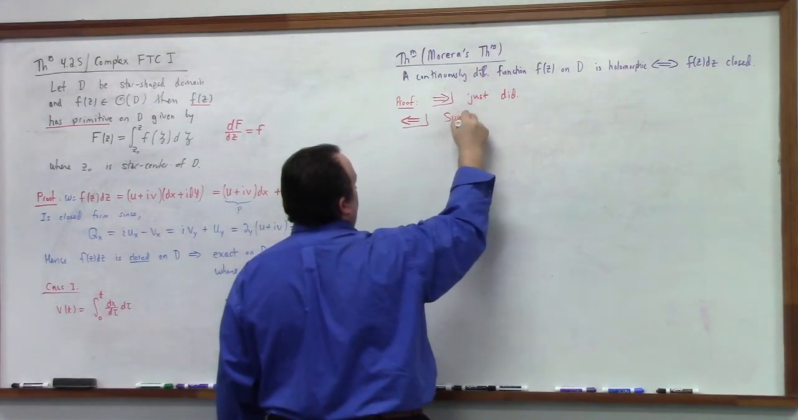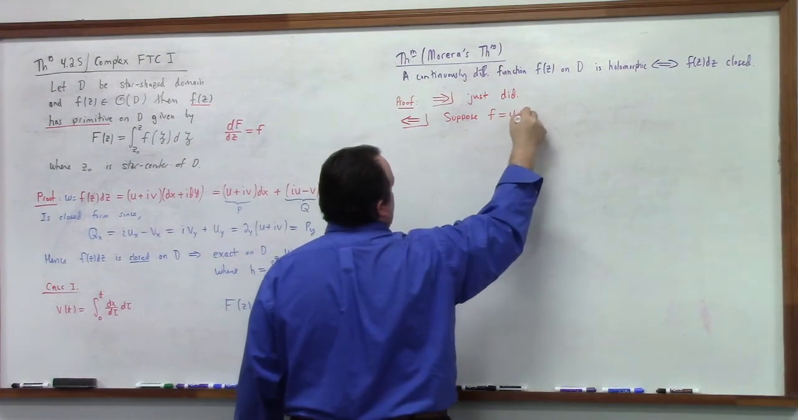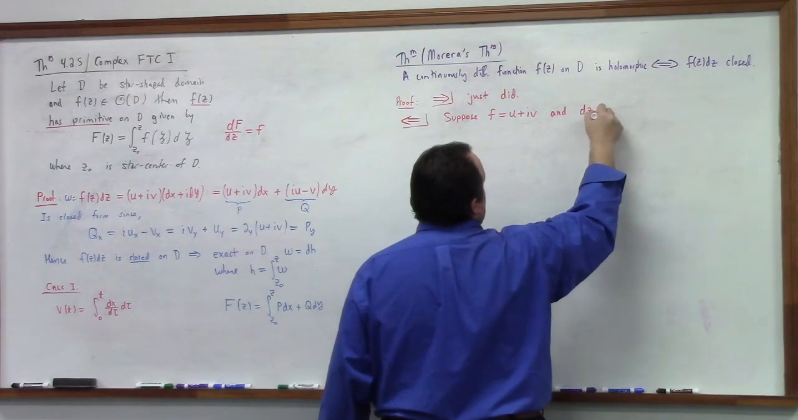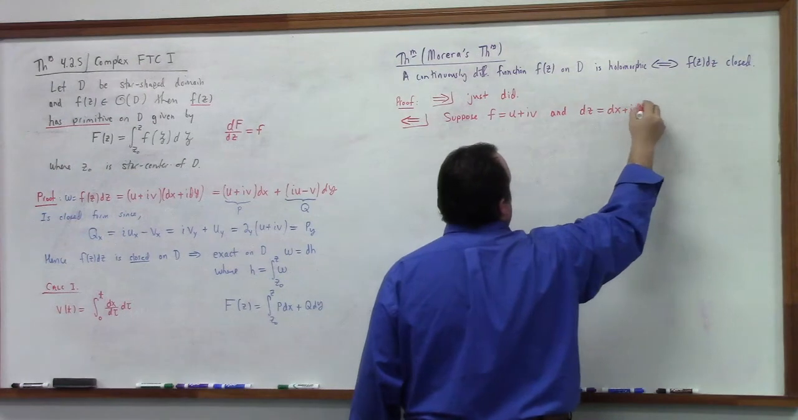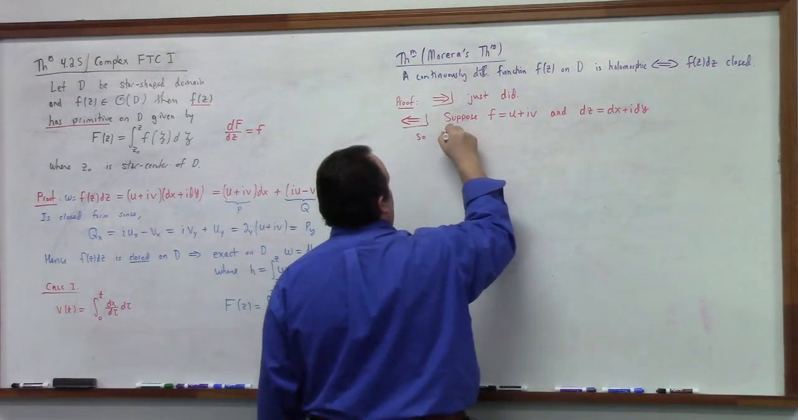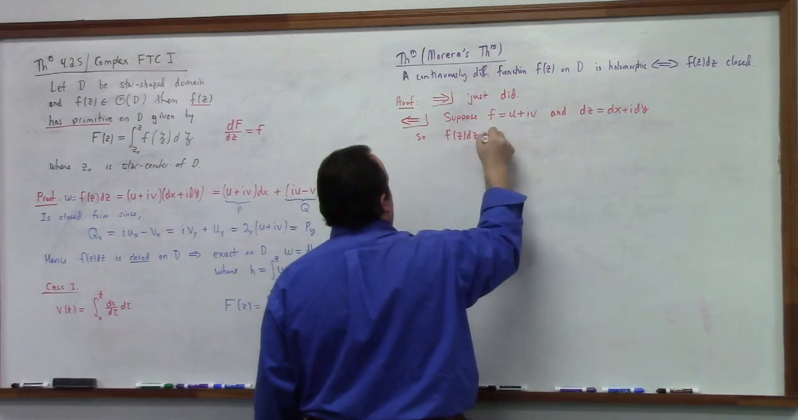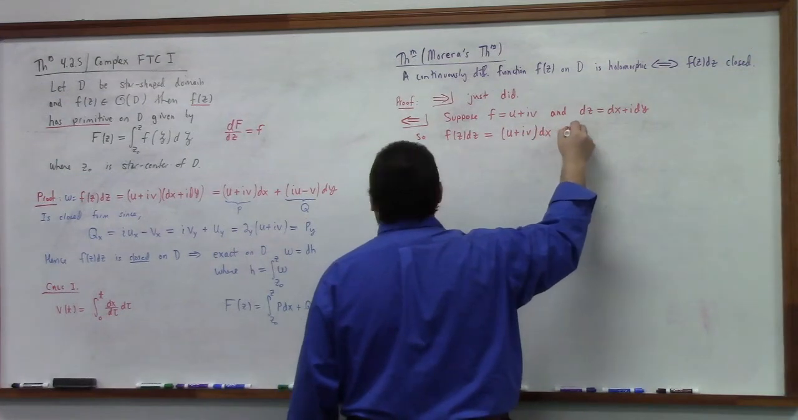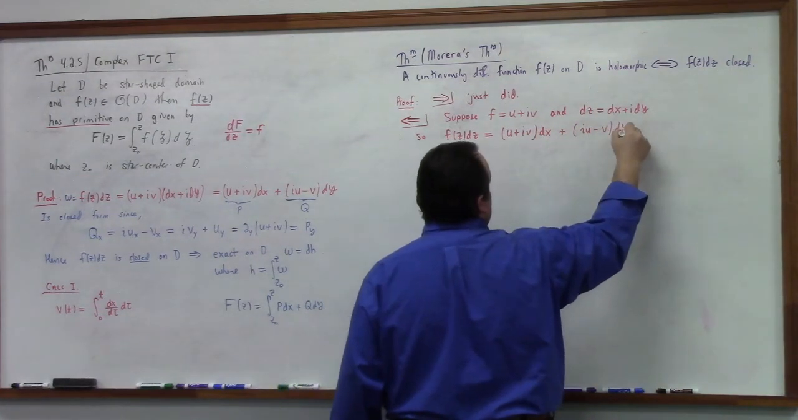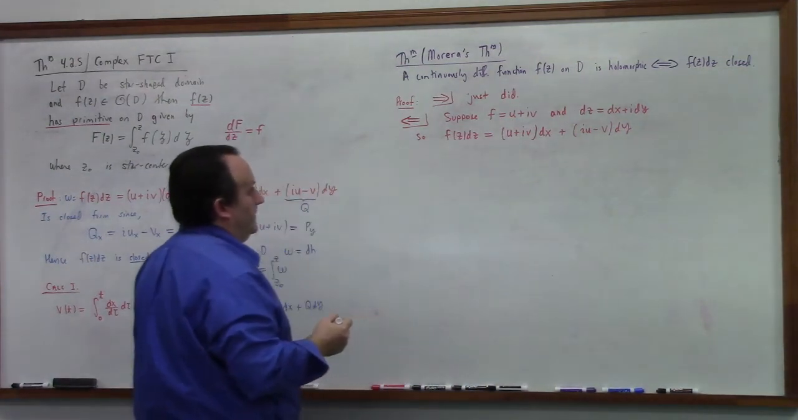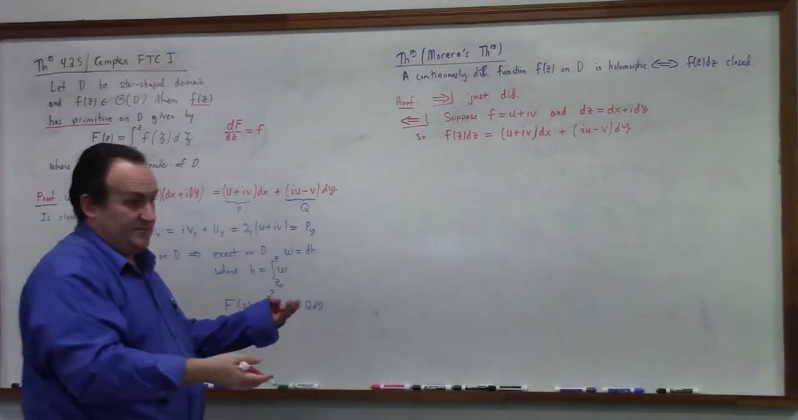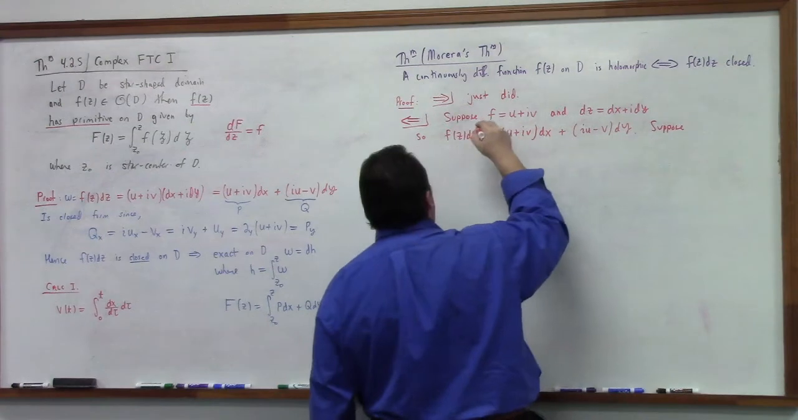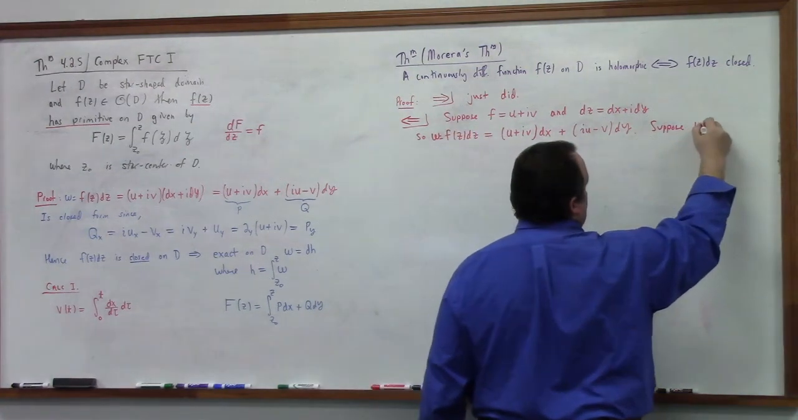Suppose f equals u plus iv, and dz is dx plus i dy. So f(z) dz is equal to, what was it, (u plus iv) dx plus (iu minus v) dy. Just setting it up. Suppose that's closed. Let me call this omega. Suppose omega is closed. Then what does that mean?